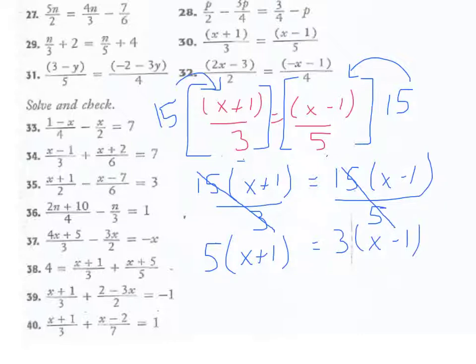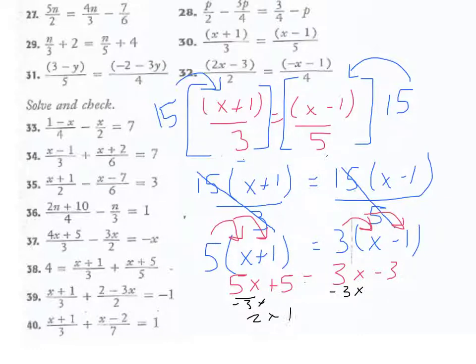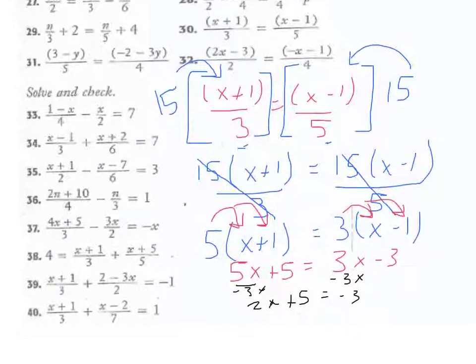I'll then use distributive property, 5x plus 5, equals 3x minus 3. I will keep my largest one there, and I'll subtract the 3x on this side, minus 3x on this side, to be left with 2x plus 5 equals negative 3. And I'm running out of space here, so I'll try to move it up. I don't know if that'll work. Oh, it did.